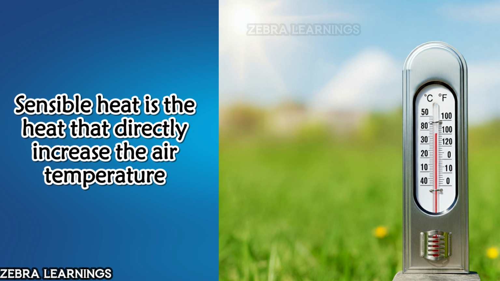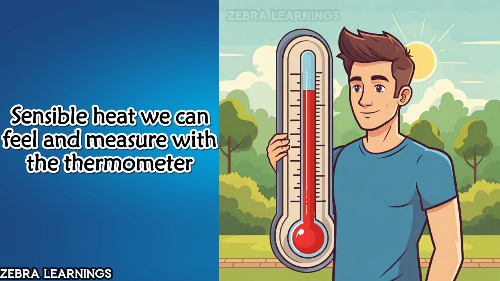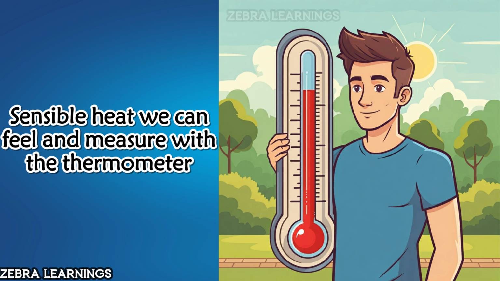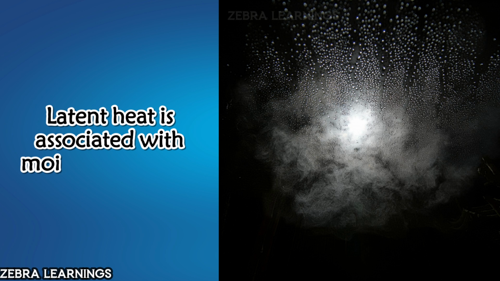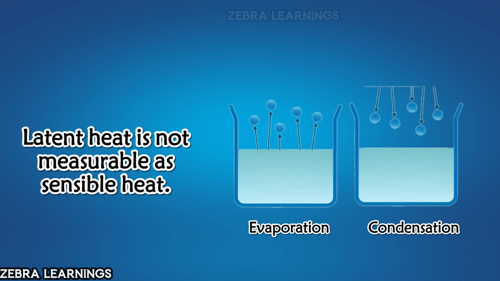Sensible heat is the heat we measure that directly affects the temperature of the air. It's the heat that we can feel and measure with a thermometer. On the other hand, latent heat is the heat associated with the moisture or humidity in the air. This heat is not directly measurable as temperature, but plays a crucial role in processes like evaporation and condensation.